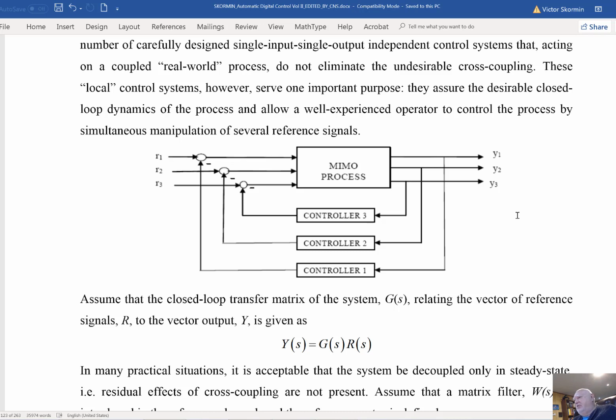And because of this, the problem is very challenging. And because of this, the decoupling control problem is a very desirable problem to be solved in a situation like this. Let's see how this could be done.